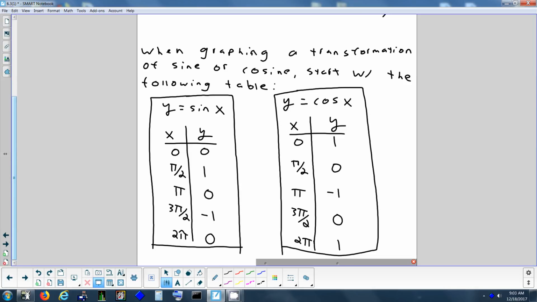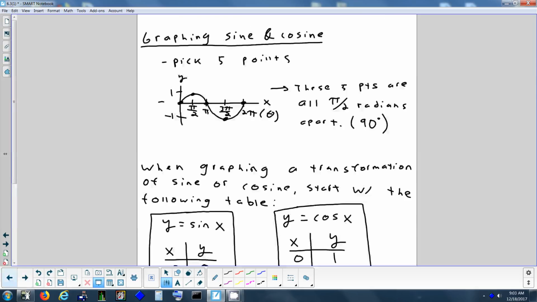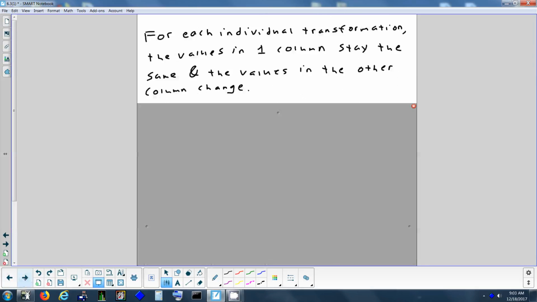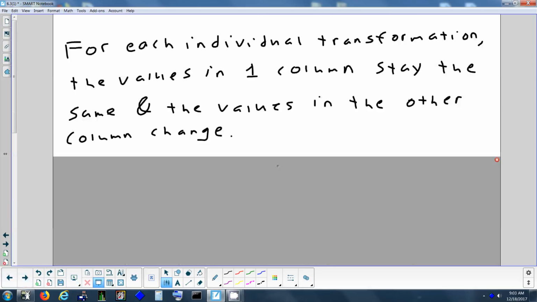All right. So pretty much everything that I've given you up to now is just kind of background information. I haven't talked about any transformations yet. Okay, now I'm going to talk about transformations. For now, up until we do multiple transformations in the same problem, when you look at those original tables, one column is going to stay the same, the other column is going to change. Because for now, I'm only going to give you one transformation per problem.